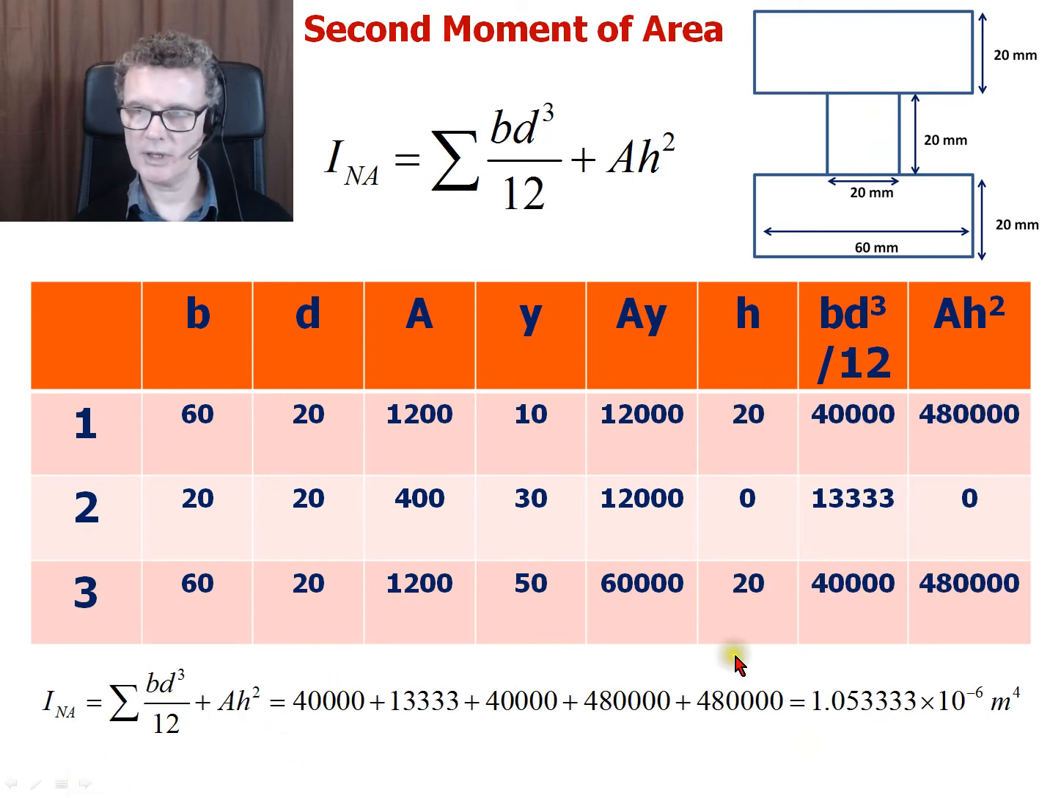So put in your H values and then you're ready to do your AH squareds, and of course you've already got your B's and your D's to find your BD to the power 3 divided by 12s. So you can find out all your second moment of area terms for the standard results and for the parallel axis theorem results. Add all these together and you end up with the second moment of area for the I-beam shape of 1.05 times 10 to the minus 6 meters to the power 4.